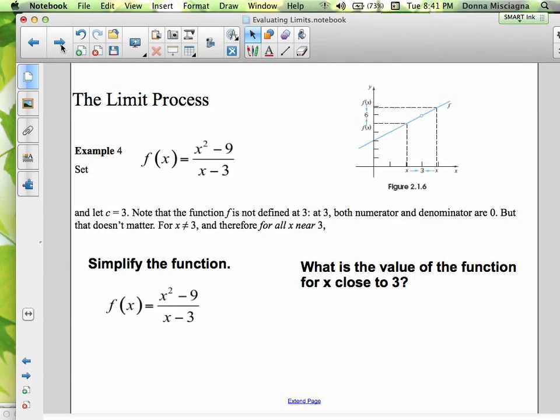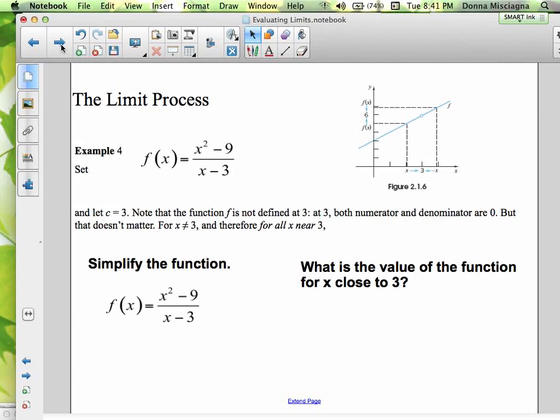So the limit process, here we have an example: f of x is equal to x squared minus 9 over x minus 3. There we have it graphed. It graphs as a linear function, but notice it has a hole. So if we're letting c equal 3, notice that the function f is not defined at 3. Both the numerator and the denominator are equal to 0, but that doesn't matter. So x does not equal 3, and therefore for all x near 3, we can find our limit.